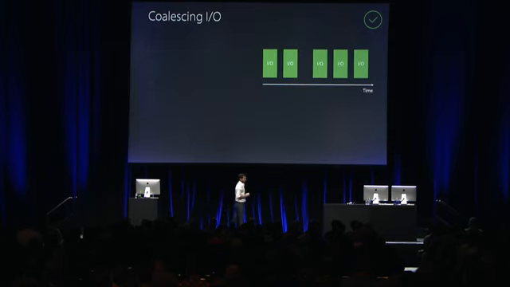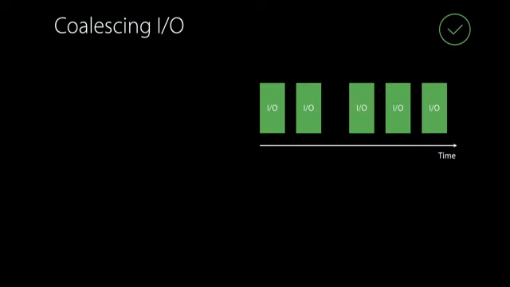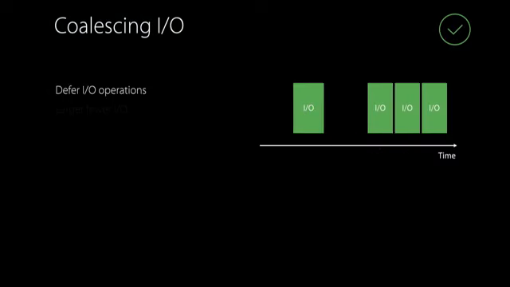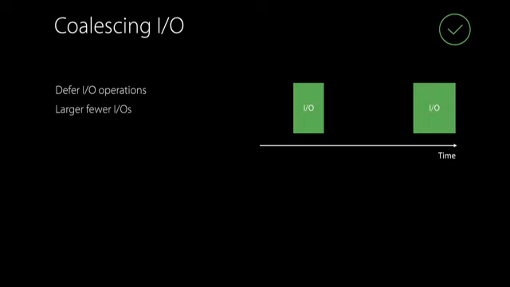The next best practice is coalescing your I/Os. The main idea here is to defer your I/Os to a later, more suitable time in the system. Due to the way I/O technologies work, larger, fewer I/Os are always more efficient for the system. One of the ways to do that is to use the application app state change notification, for example, application did enter background, to schedule your I/Os.